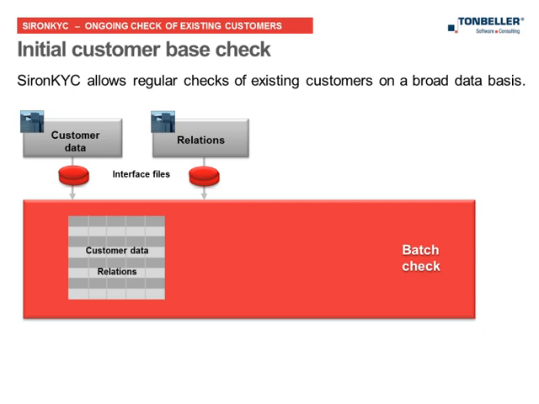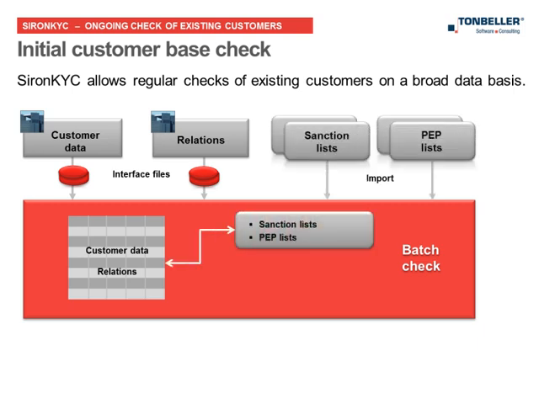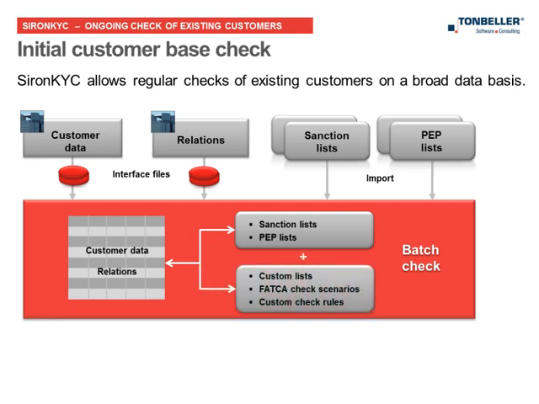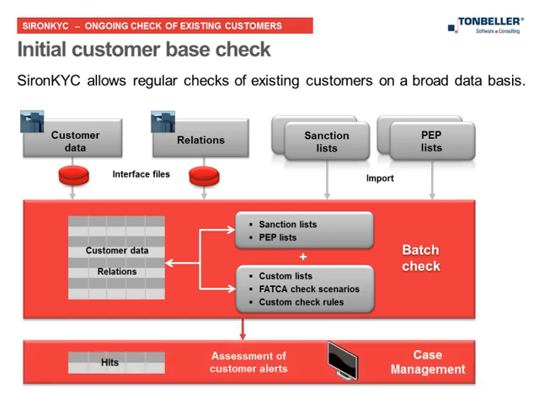Delta checks may be used after this. As in customer acceptance, data is matched with imported sanction and PEP lists to which custom lists, FATCA check scenarios and custom check rules can be added. The workflow ensures that triggered alerts are collected and processed by the embargo officer in case management. Furthermore, emails may provide case alerts to the case manager.